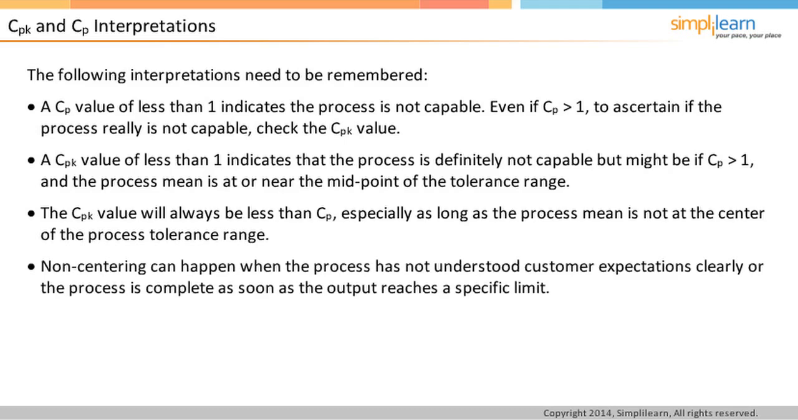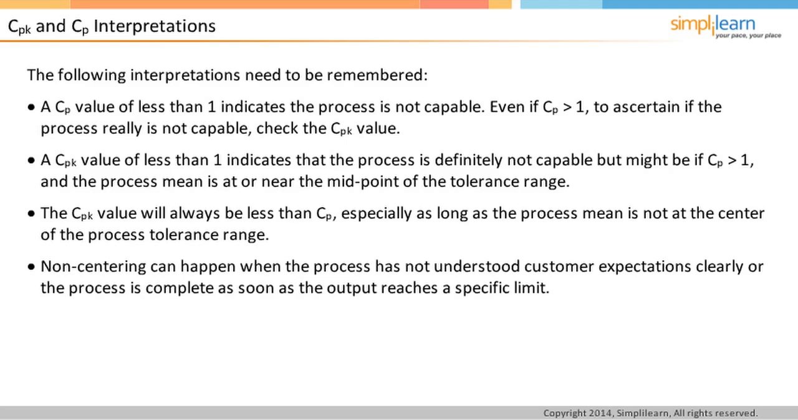For example, a shirt size of 40 has a target chest diameter of 40 inches, but the process consistently delivers shirts with a mean of 41 inches as the chest diameter. Similarly, a machine stops removing material as soon as the measured dimension is within the specified limit. Let us proceed to the next topic of this lesson in the following screen.